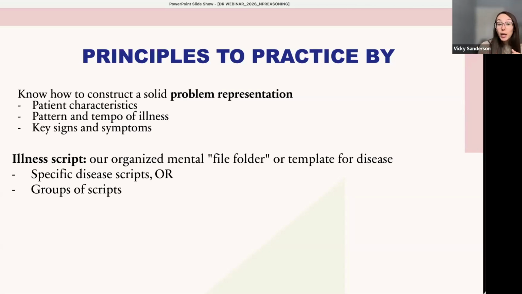So with that chest pain problem representation, that immediately triggers an illness script that a lot of us will have built up in our minds for acute coronary syndrome. And recognizing that illness scripts can either be specific, for acute coronary syndrome, or they might represent groups of scripts or groups of illnesses.